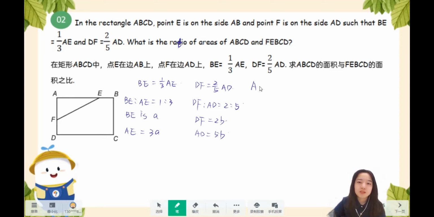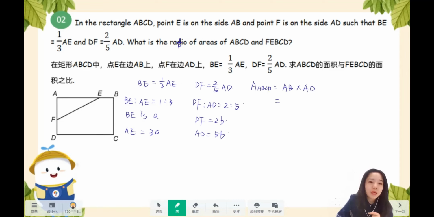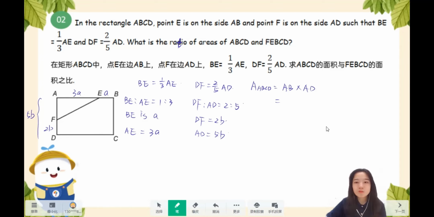The area of the rectangle ABCD should be length times width, so it is AB multiplied by AD. And actually, as you can see, we know BE is 1A, AE is 3A, DF is 2B, while AD is 5B. In this way, we can get AB should be the sum of 3A and 1A, and then multiplied by 5B. So we can get the area of the rectangle ABCD should be 20AB.